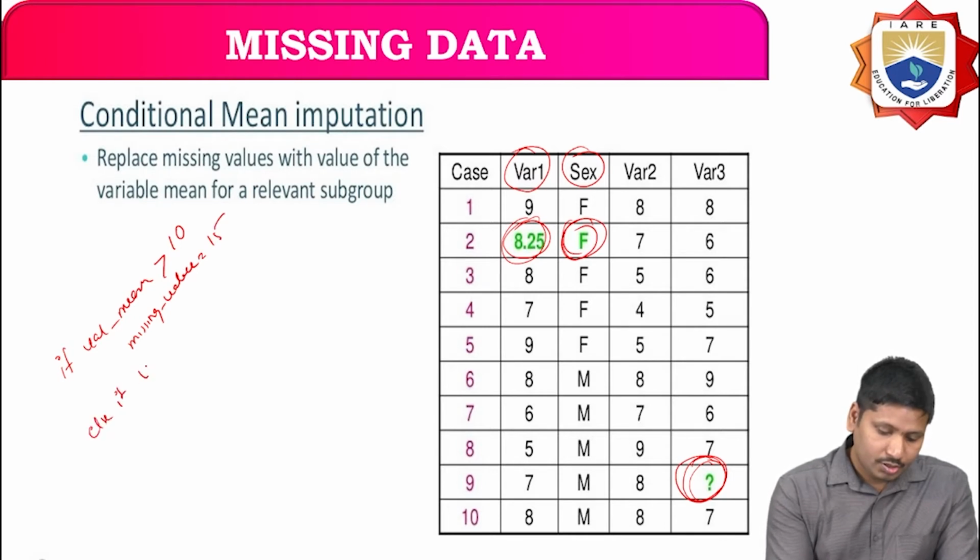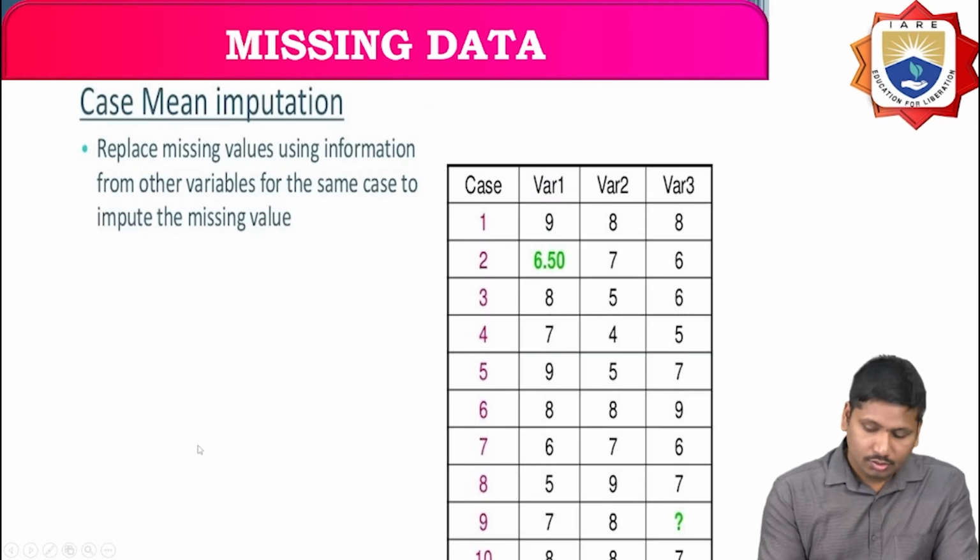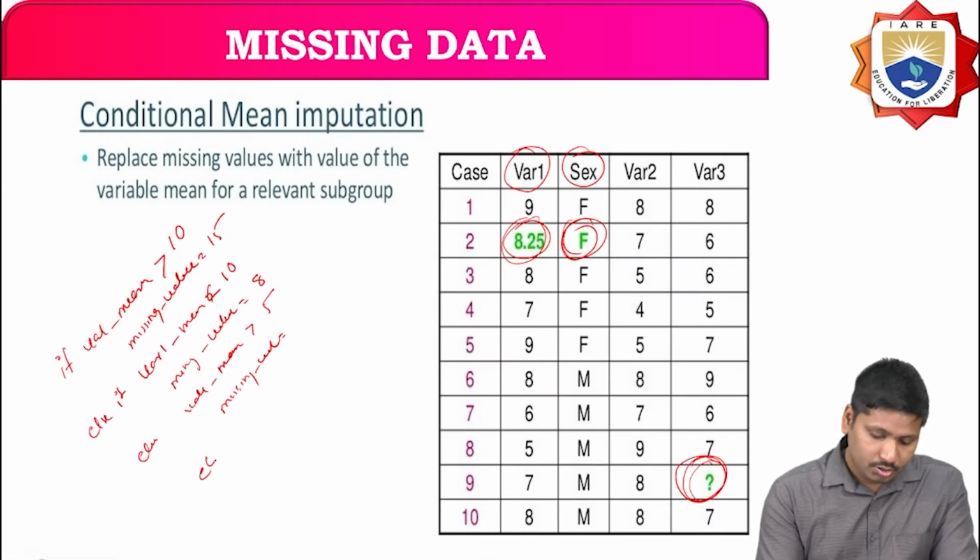Else if the variable 1 mean is less than 10, fill the missing value with 8. Else if variable 1 mean is greater than 5, the missing value is equal to 3. Else, the missing value is equal to 0.